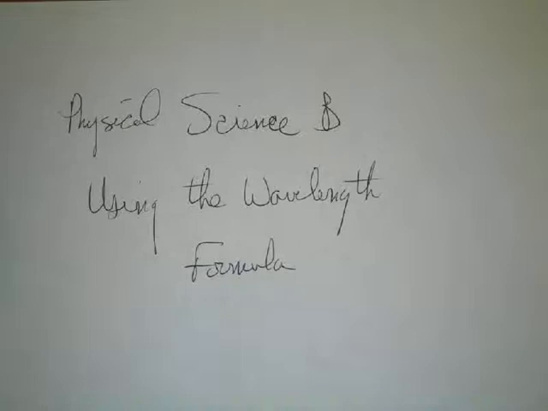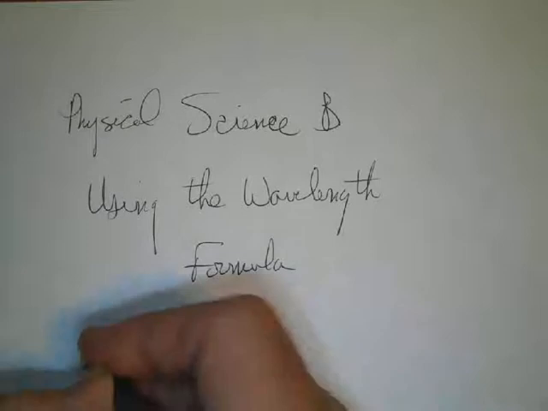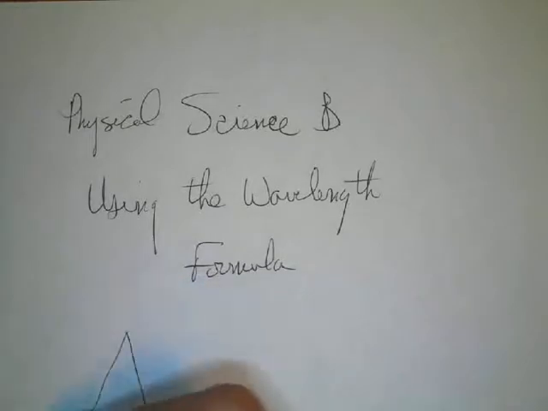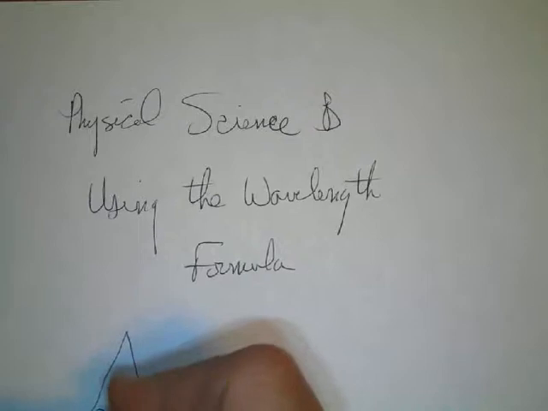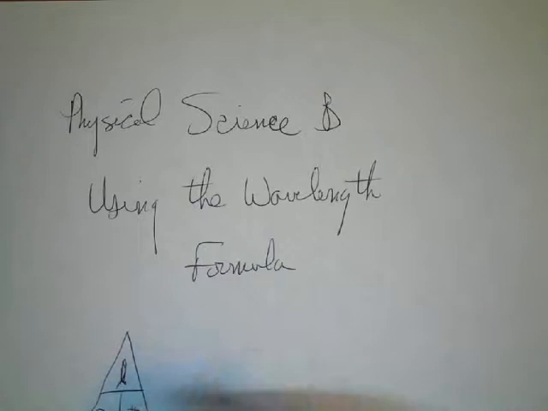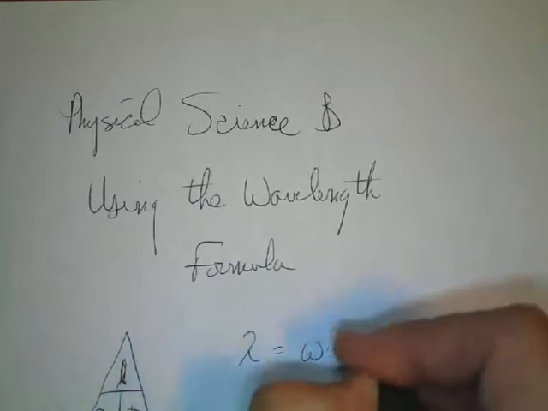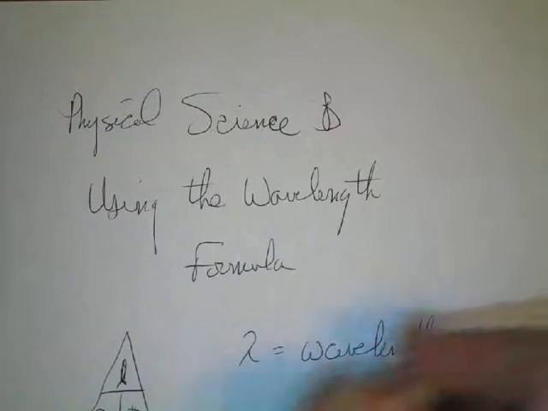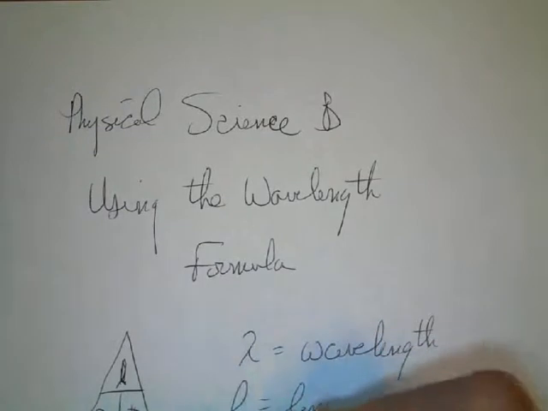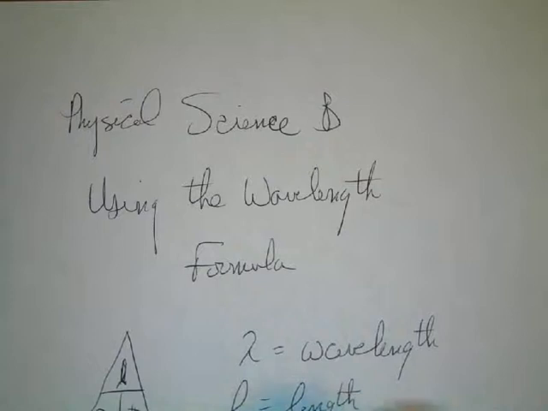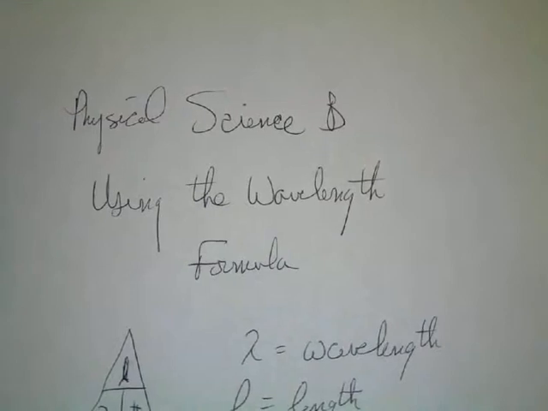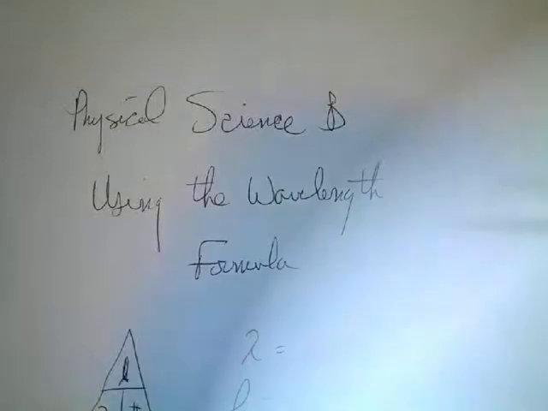In this video I want to talk about how to use the wavelength formula. Just as a reminder, the triangle for the wavelength formula looks like this, where lambda is the wavelength, length is on top, and then number is on the bottom. And number equals the number of waves. Alright, so we'll do a couple of examples to show just what simple problems would look like.